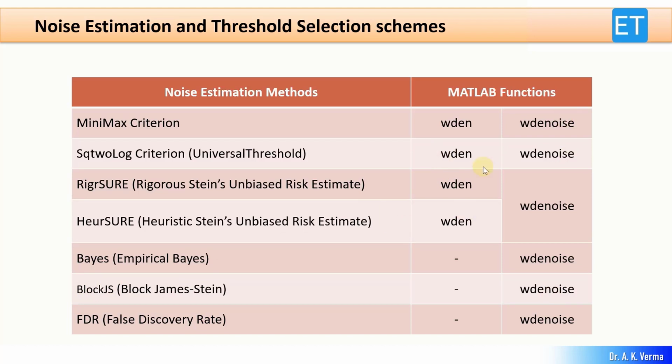Here these are the Matlab functions which support these types of noise estimation methods. For example, wden supports the first four, while wdenoise supports all of these. But in wdenoise, the rigorous sure and heuristic sure are combined together as only sure. The wden command is actually the older command, while wdenoise is a newer command which is available in the newer releases of Matlab.